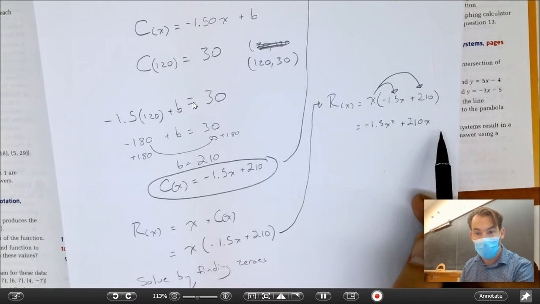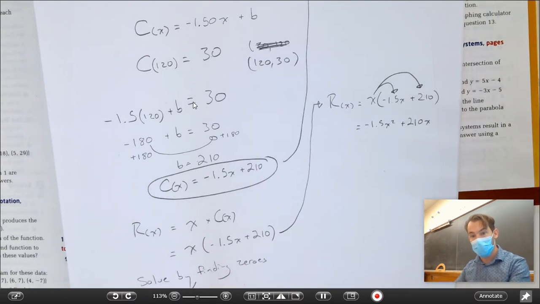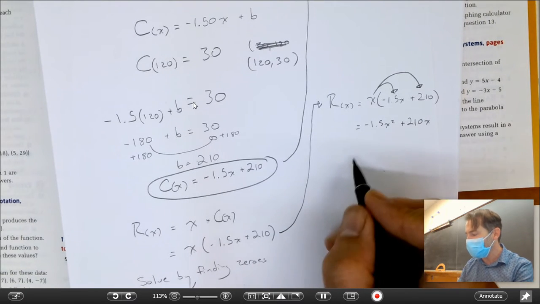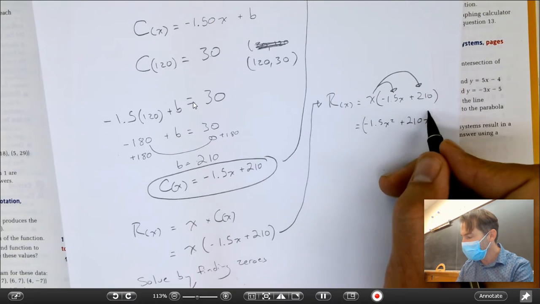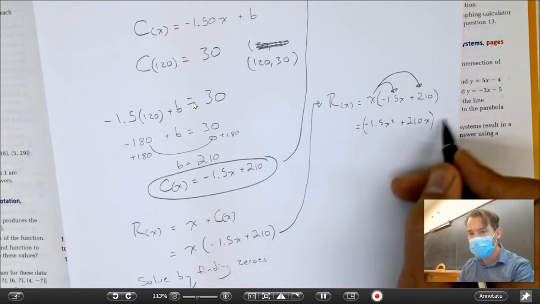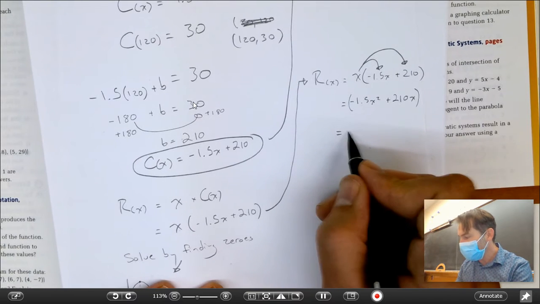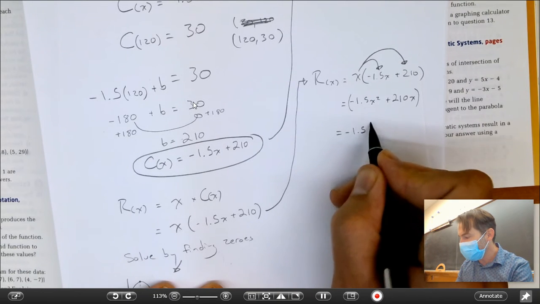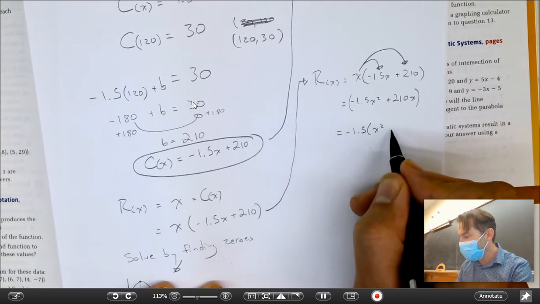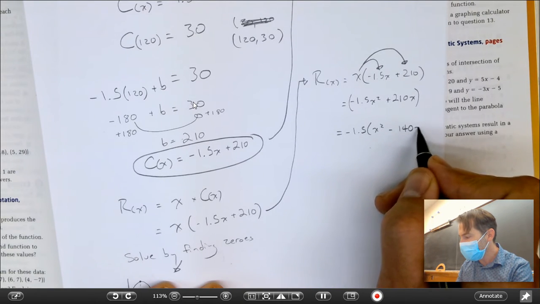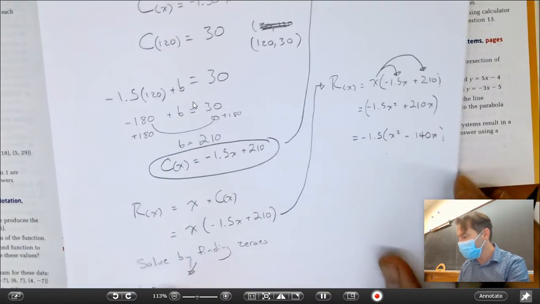It is in standard form. Let's put it into vertex form by completing the square. The first thing I do is factor out this negative 1.5 from the x terms. I have no c term here to worry about. So that's equal to negative 1.5 multiplied by x squared minus 140x.